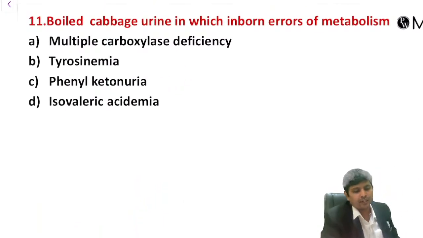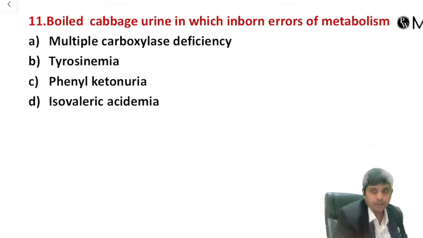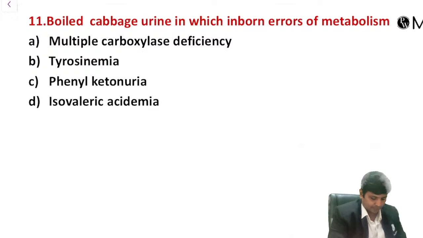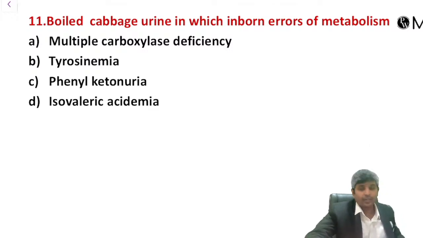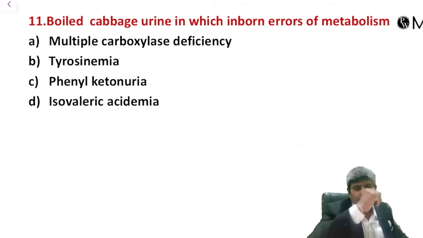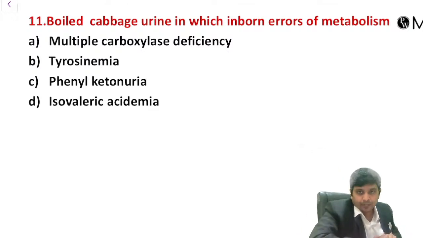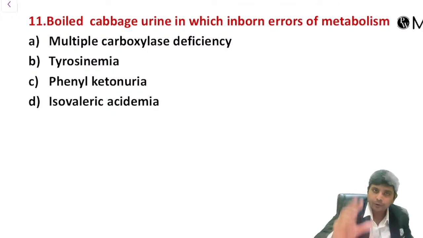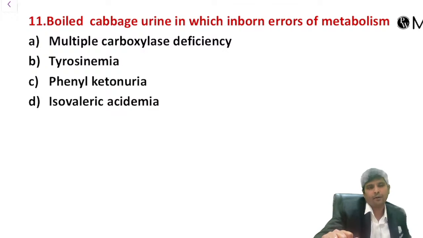Boiled cabbage urine in which inborn errors of metabolism? Almost many acute inborn errors of metabolism are associated with abnormal urine odor. You need to suspect inborn errors of metabolism whenever any infant or newborn deteriorates without any cause, without any evidence of sepsis or aspiration. Whenever any child is brought with unresponsiveness or death in the absence of microbiological positivity, you need to consider inborn errors of metabolism.